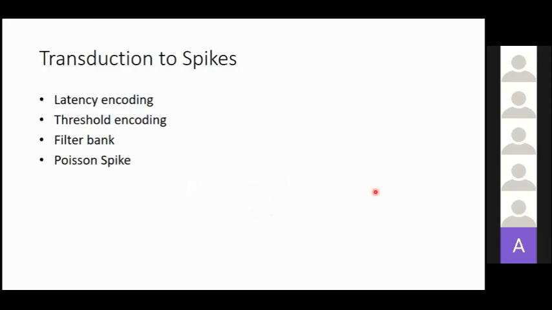Another very common technique is to randomly generate Poisson spikes. I will provide some reading links as well, so I'll put them up in the later slides. With Poisson spikes, given a pixel intensity, you spike more if your pixel value is quite high, and you spike at a lower rate when your pixel value is low. As simple as that.